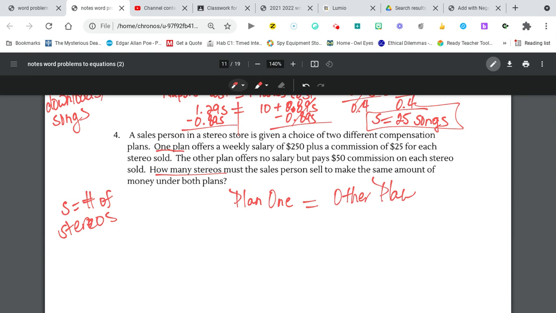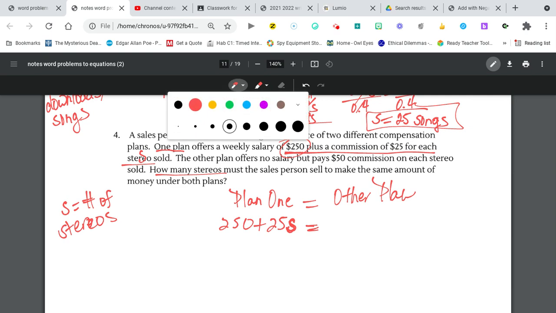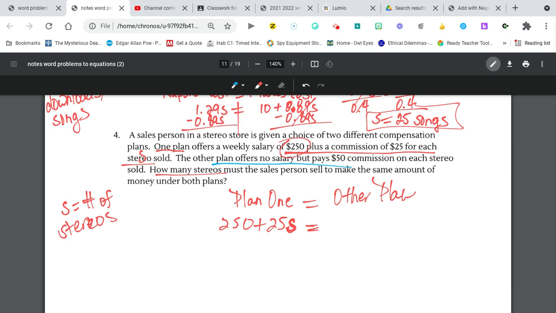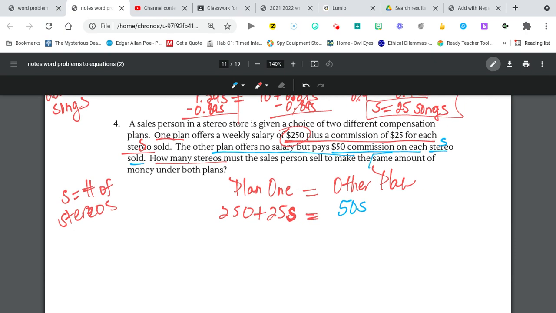In the first plan, you get a salary of $250 plus a commission of $25 for each stereo sold. So I know 25 and S are going together. But that $250 plus the 25S, that's going to help me with plan 1. That's an S, not a 5. And then as far as the other plan is concerned, you have no salary, but you get $50 for every stereo you sell. So it's just going to be 50S. It says when they're going to be the same amount, so it helps me to set them equal to each other.